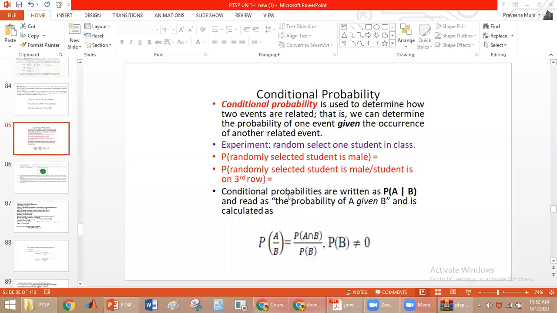The conditional probability is written as P of A given B, and it can be read as the probability of A given B. It is calculated as: P of A given B is equal to the probability of A intersection B divided by the probability of B, such that the probability of B is not equal to 0. Whenever we are finding conditional probability, we have to take care that the probability of the denominator should not be equal to 0. Is it clear?